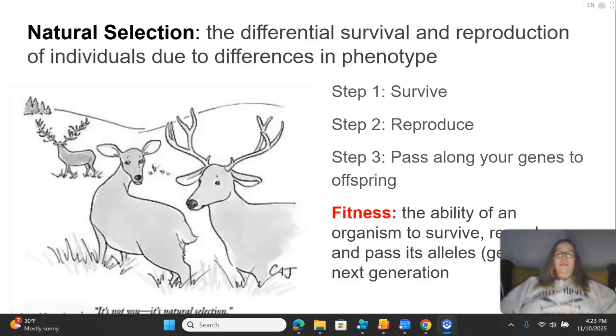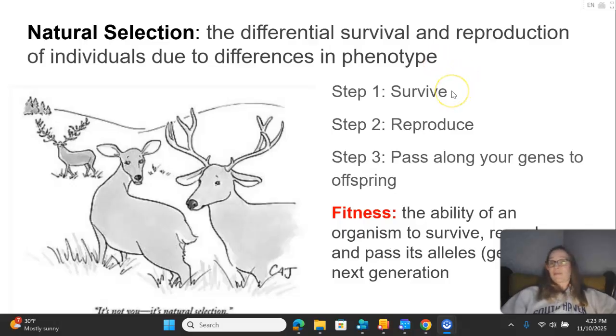So natural selection is the differential survival and reproduction of individuals due to differences in phenotype. Okay, this is kind of a complicated way of saying how you look matters. The different features that you have, the phenotype, matters. And if it is a phenotype that allows you to survive and reproduce better, then you will be selected for. Your genes will remain in the population. You will be able to have babies, and you'll be able to produce further generations.